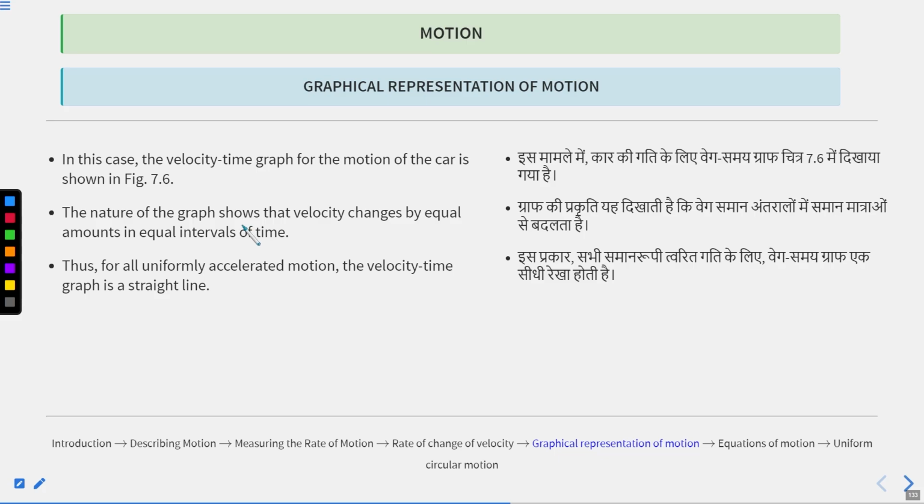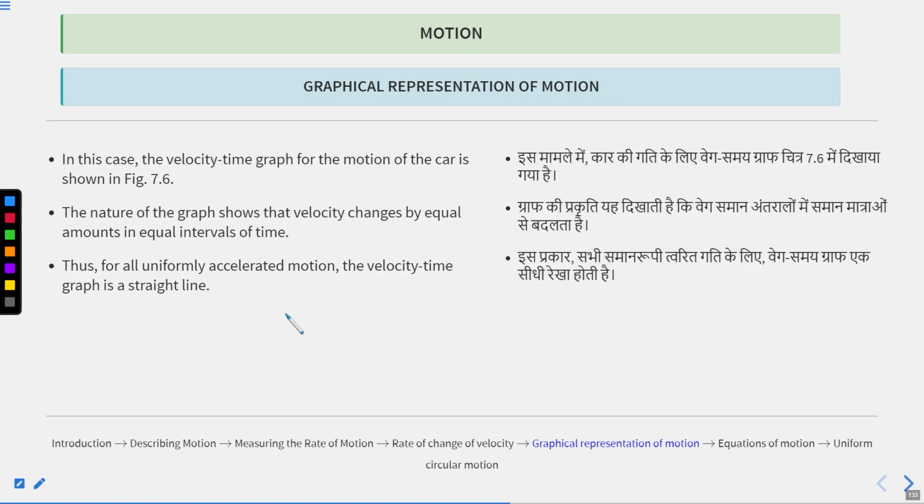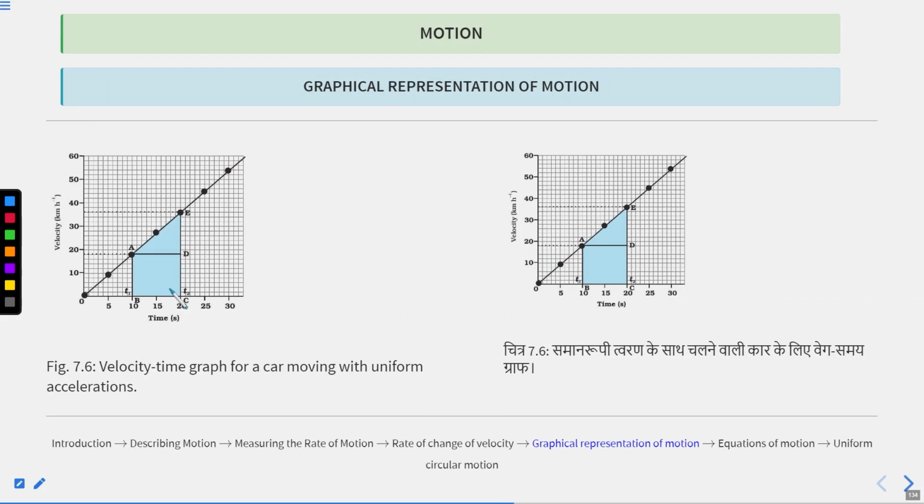What is the nature of this curve? You are getting equal change in velocity in equal intervals of time. If you check the difference between velocities, it is 2.5, and the difference between time intervals is 5 seconds. So you are getting equal change in velocity in equal intervals of time. It means the body is moving with a uniform acceleration, and the graph is a straight line. Okay, this is the graph.